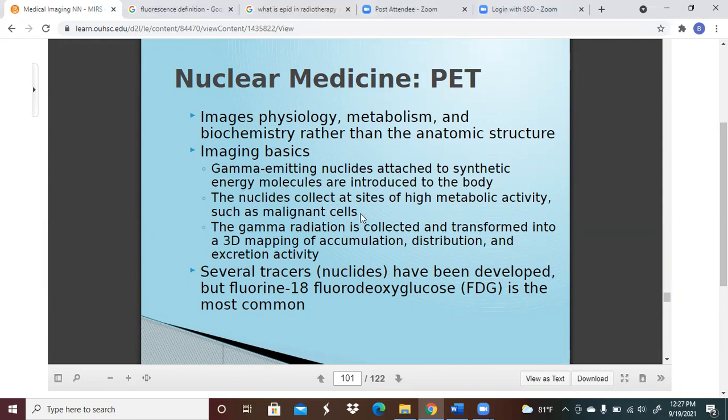The nuclides collect at sites of high metabolic activity, such as malignant cells, the ones that you're interested in nuking. The gamma radiation is collected and transformed into a 3D mapping of accumulation, distribution, and excretion activity. In other words, where is it accumulating? Where is it going? And where is it coming out?